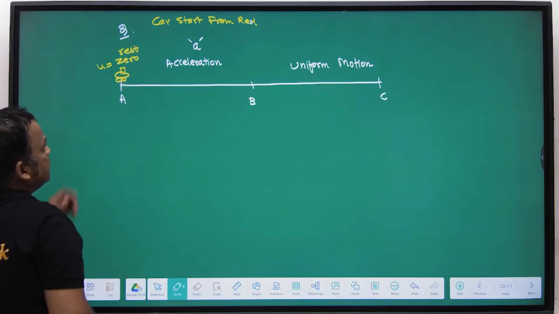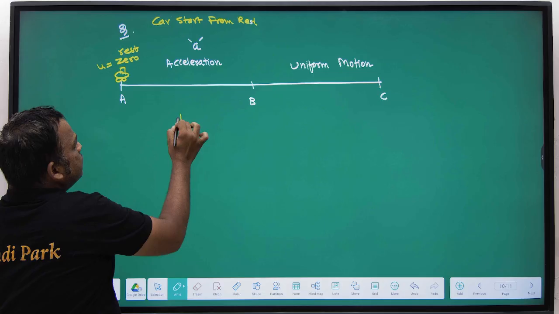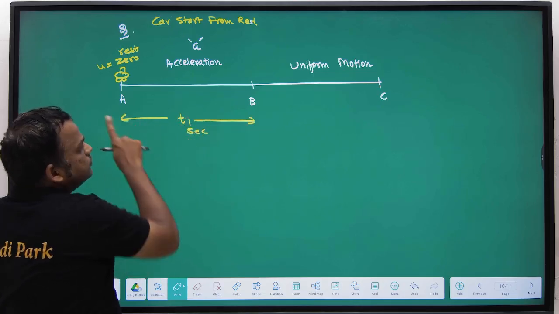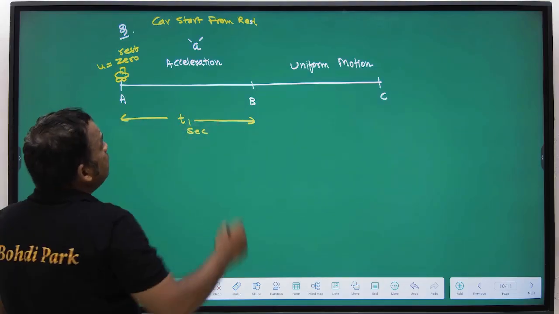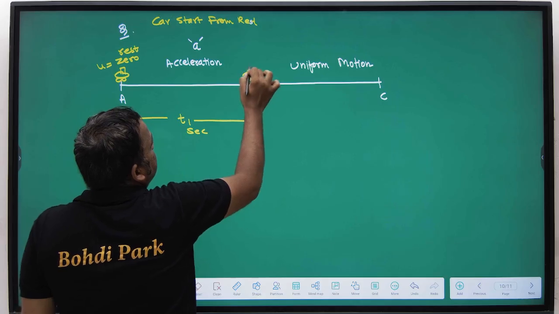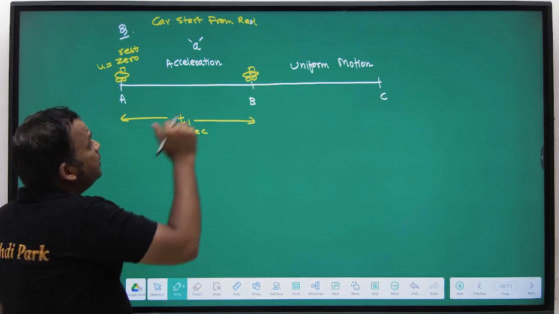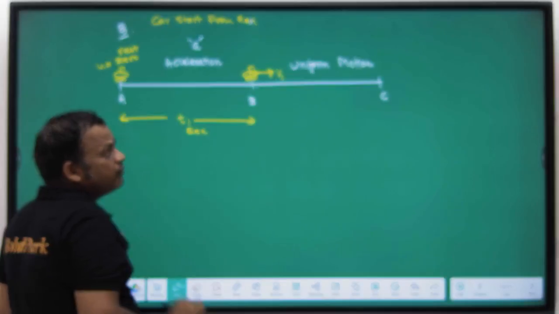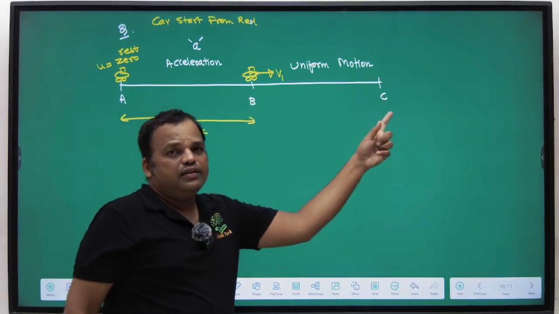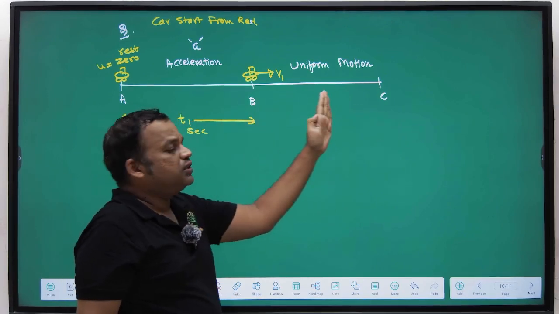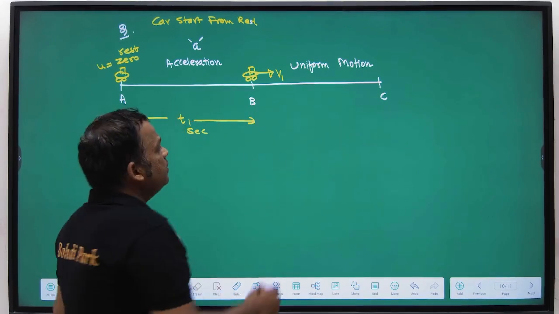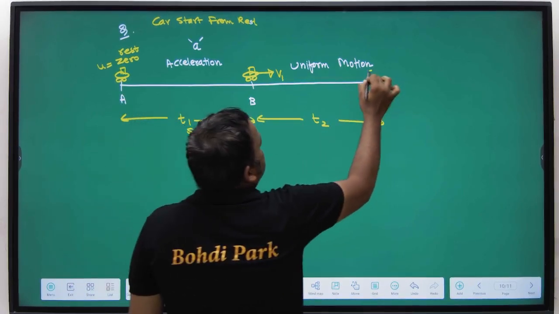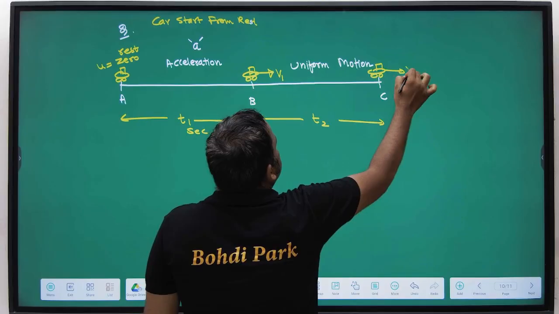It is at rest. Now acceleration is A. So for t1 seconds the car is going from A to B. So at B we will find what is the velocity. Let's call it V1. And B to C, the car will continue its motion with constant velocity. And time taken is T2. B to C time taken is T2. So the velocity at C is also V1.